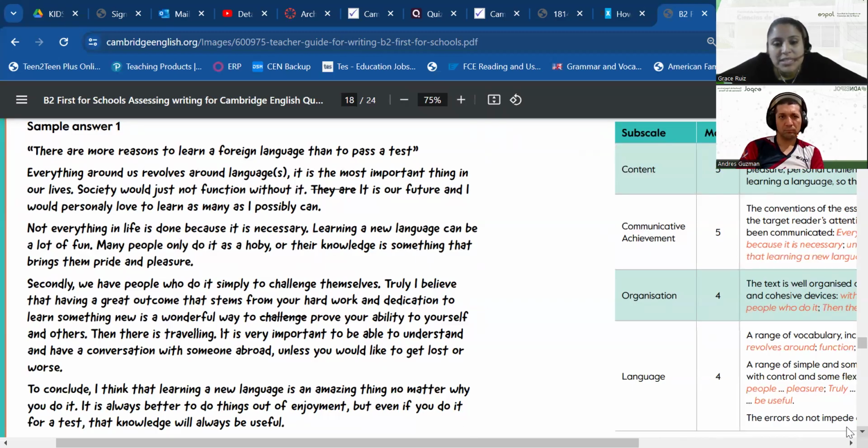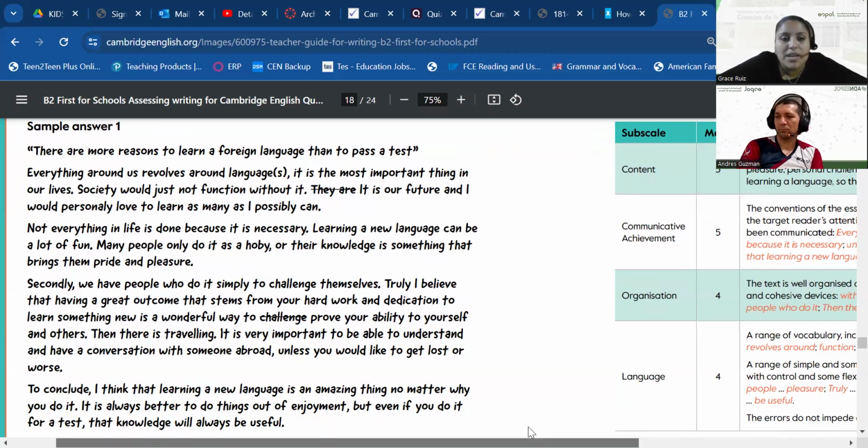Secondly, we have people who do it simply to challenge themselves. Truly, I believe that having a great outcome that stems from your hard work and dedication to learn something new is a wonderful way to challenge or to prove your ability to yourself and others. Then there is traveling. It is very important to be able to understand and have a conversation with someone abroad, unless you would like to get lost or worse. To conclude, I think that learning a new language is an amazing thing, no matter why you do it. It's always better to do things out of enjoyment. But even if you do it for a test, that knowledge will always be useful.